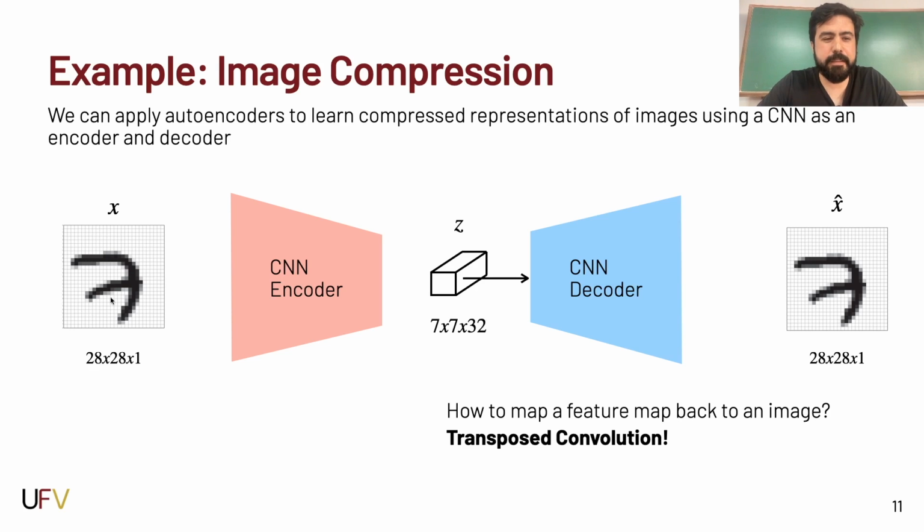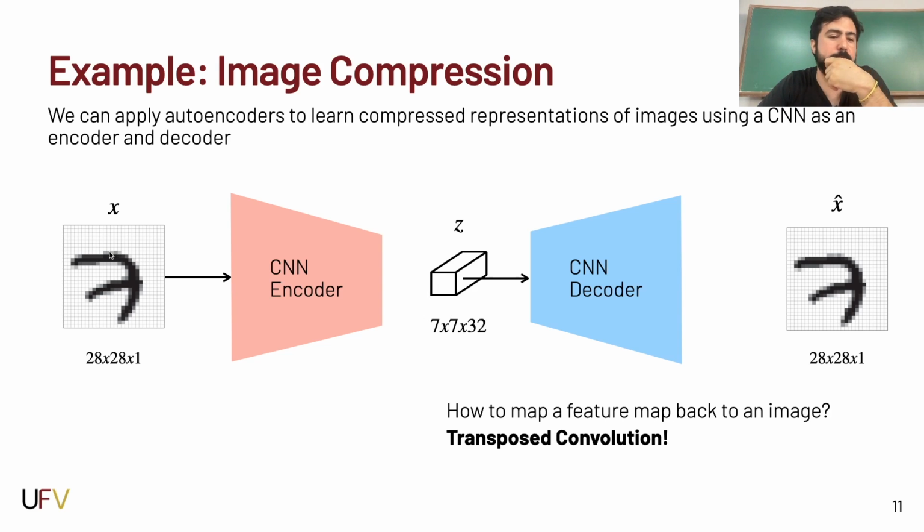But anyways, you get an image of a digit, and you want to pass this through a CNN encoder. We know that CNNs already have this bottleneck structure. They keep reducing the feature map and making it deeper. So you could get in the middle a Z representation that is, let's say, 7 by 7 by 32 or something like that. So it's a smaller representation.